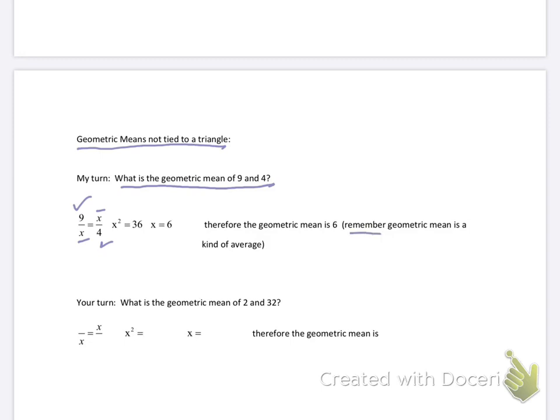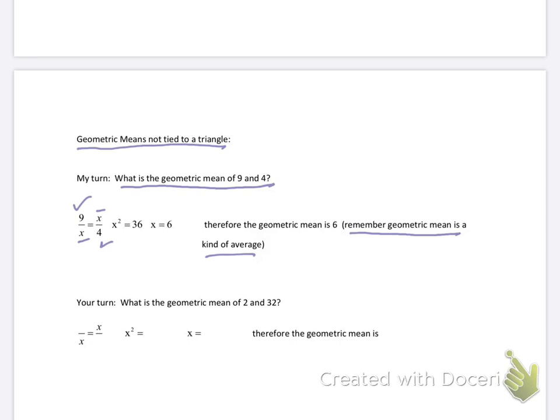And so remember from early on, from our definition, the geometric mean is kind of an average. It's not an average like we're used to taking. It's an average that ties back into square roots. So it's kind of the average of 9 and 4. Okay, so 6 is the geometric average of 9 and 4. Okay, so your turn is next. The question is, what is the geometric mean of 2 and 32?